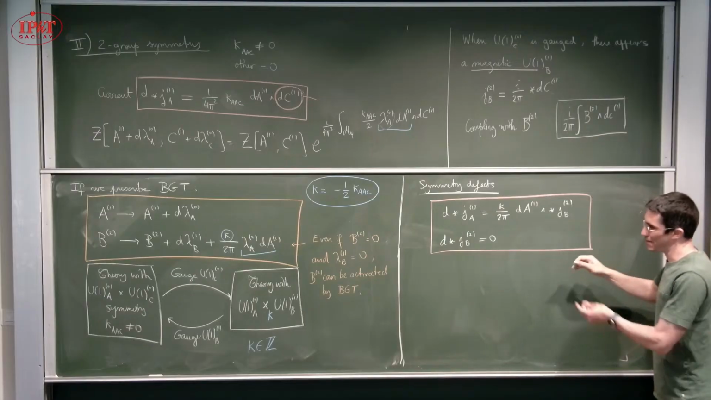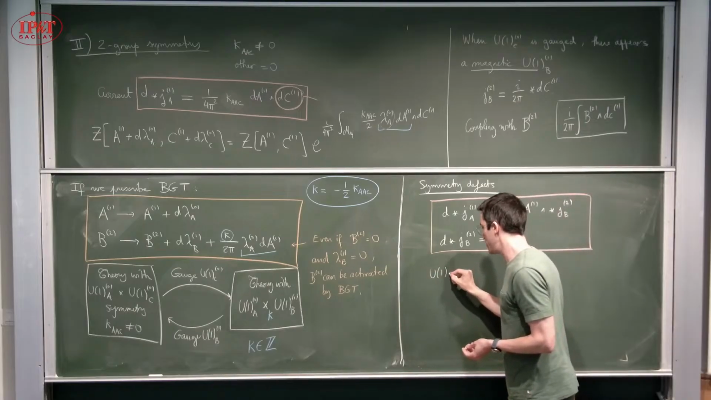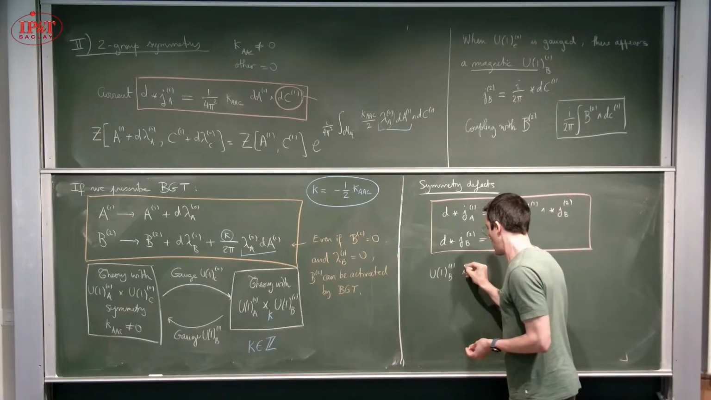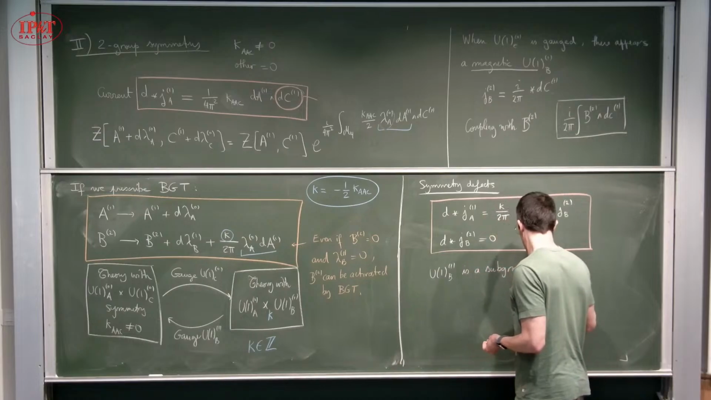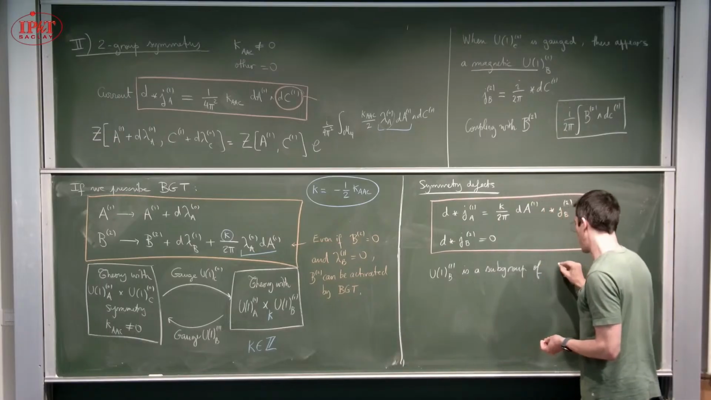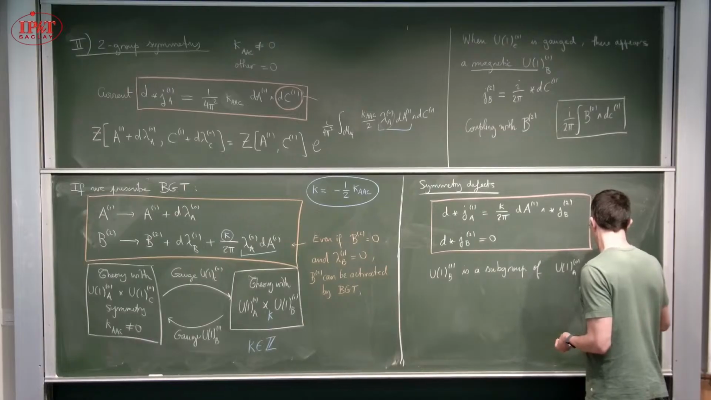So from either point of view, you can see that U1 B is a subgroup of U1 A, U1 B.